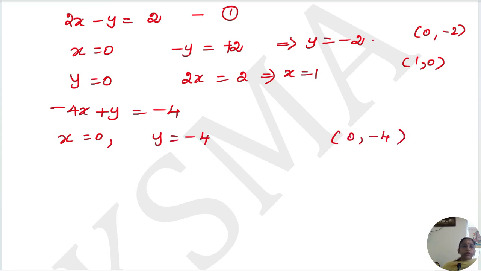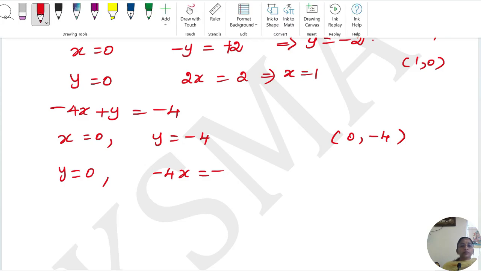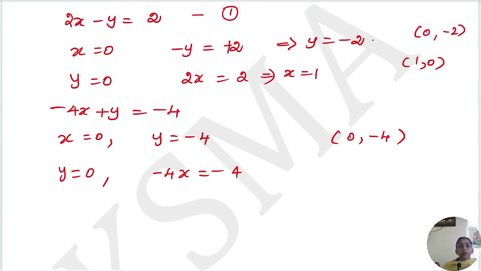So our coordinate is 0 comma minus 4. Now consider y is equal to 0. So minus 4x is equal to minus 4. So x is equal to 1. So our coordinate value is 1 comma 0.